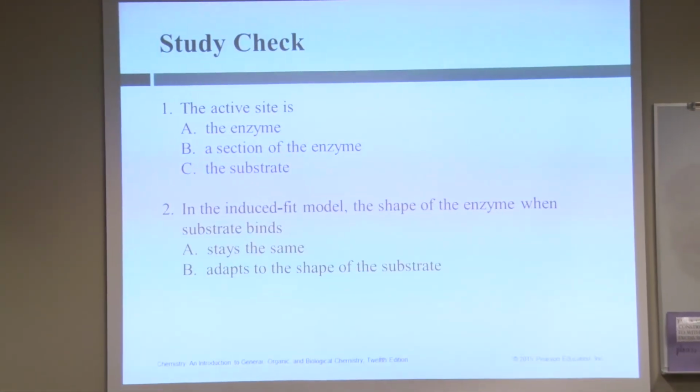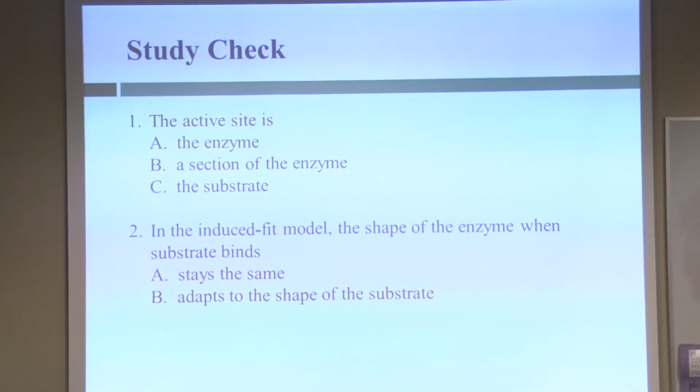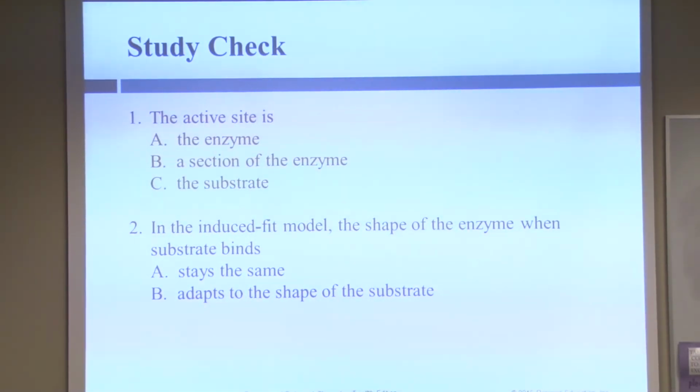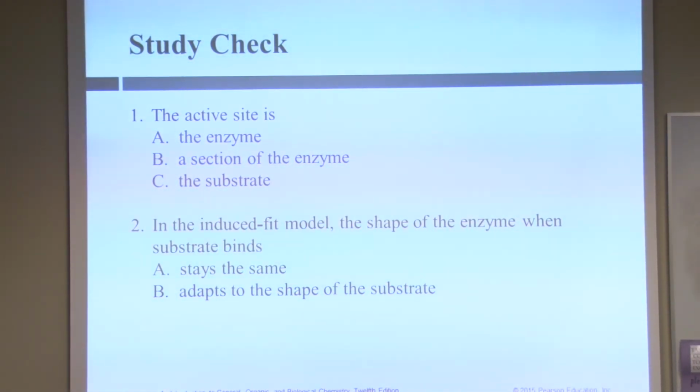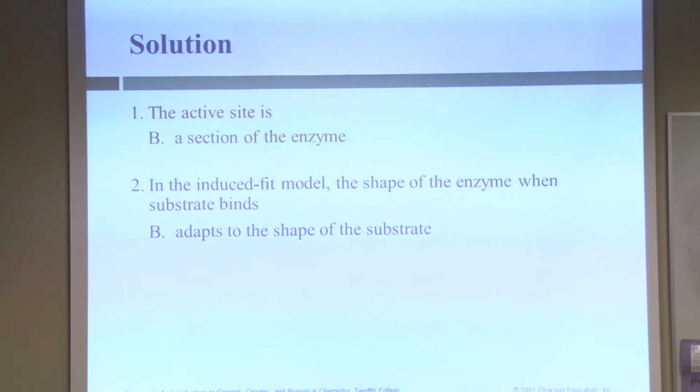Study check. An active site is a section of an enzyme or the substrate. What is an active site? An active site is a section of the enzyme. In the induced fit model, the shape of the enzyme when substrate binds adapts to the shape of the substrate. And an active site is a section of the enzyme.